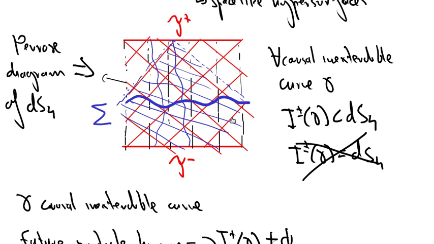And now. This is de Sitter. The next case is anti-de Sitter.